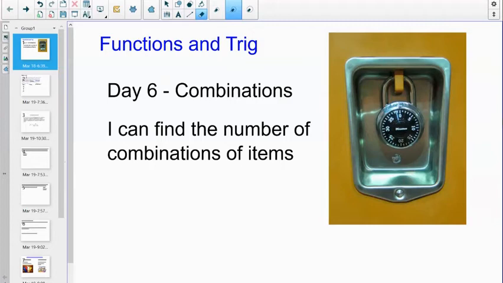Today we will be learning about how to find the number of combinations of items. And this picture over here is called the combination lock, but it's ironic because even though it's called the combination lock, it's actually a permutation. And today we're going to go over why it's a permutation, not a combination.